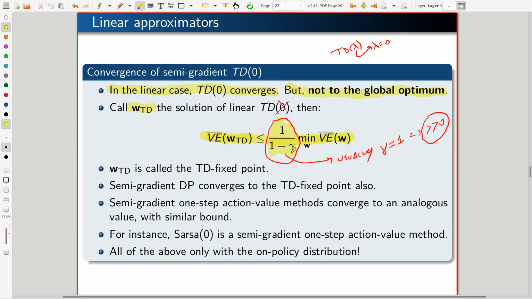Okay. And other semi-gradient methods like the dynamic programming method converge to the same point, and the same for Sarsa methods and also multiple step methods, I think. Okay, well, I'm not sure about the last sentence actually. Remember, very important, all of this holds with the on-policy distribution, not in general.